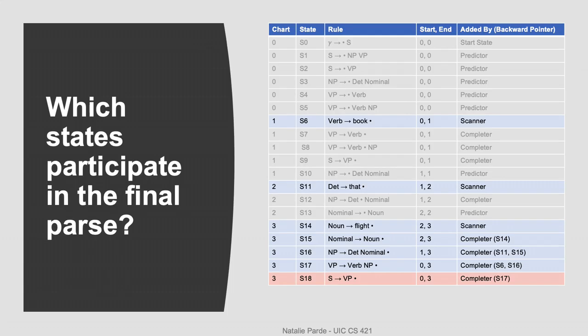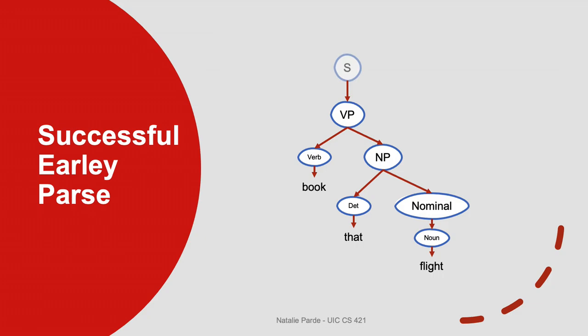We can see that we reached state 18 by applying a completer to state 17, which we reached by applying completers to states 6 and 16. We reached state 6 through a scanner, and state 16 through a completer applied to states 11 and 15. We reached state 11 through a scanner, and state 15 through a completer applied to state 14. Finally, we reached state 14 through a scanner. We could also use this information to fill in a hierarchical parse tree, beginning at the sentence node and branching downwards, just like you see here.